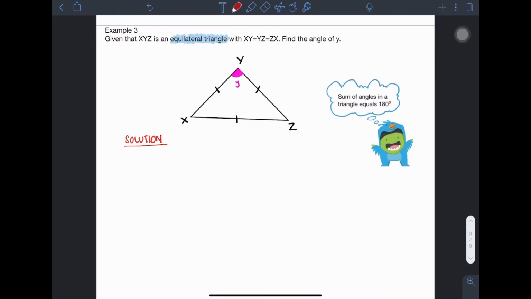You still remember the properties of an equilateral triangle? Well, I hope you do. An equilateral triangle will always have each angle of 60 degree. It doesn't matter whether they ask you this angle, the angle here, or the angle here, the answer will always be 60 degree. The question is asking to find the angle of Y, so the angle of Y is 60 degree. Even if the question asks what is the angle of X, the answer is also 60 degree. What is the angle of Z? The answer will also be 60 degree.